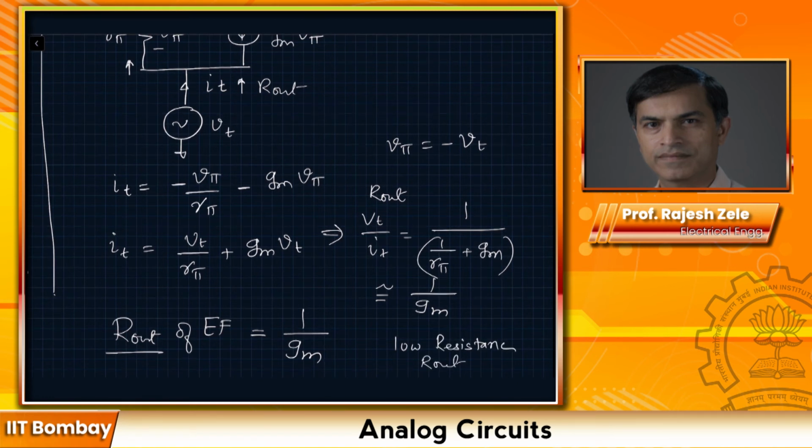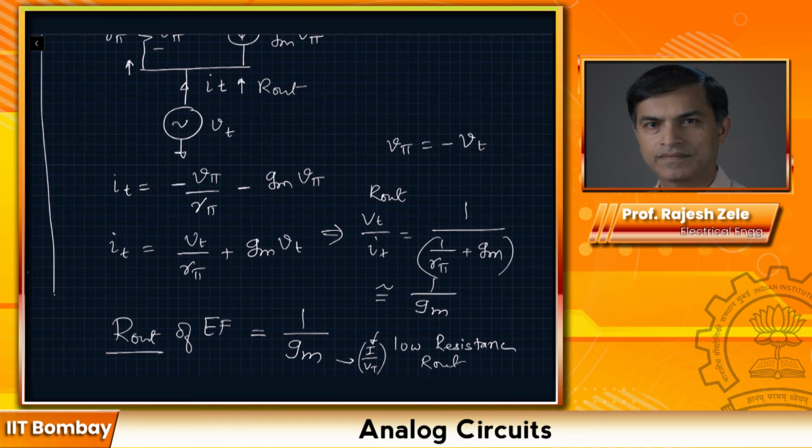As we said earlier, we can control the GM by controlling the current. So if you really want ultra low output resistance, then you can increase the bias current in the transistor. And we know that GM is given by I divided by VT. So if you increase the current I, VT being 26 millivolts, we can increase the value of GM and hence reduce the value of output resistance.